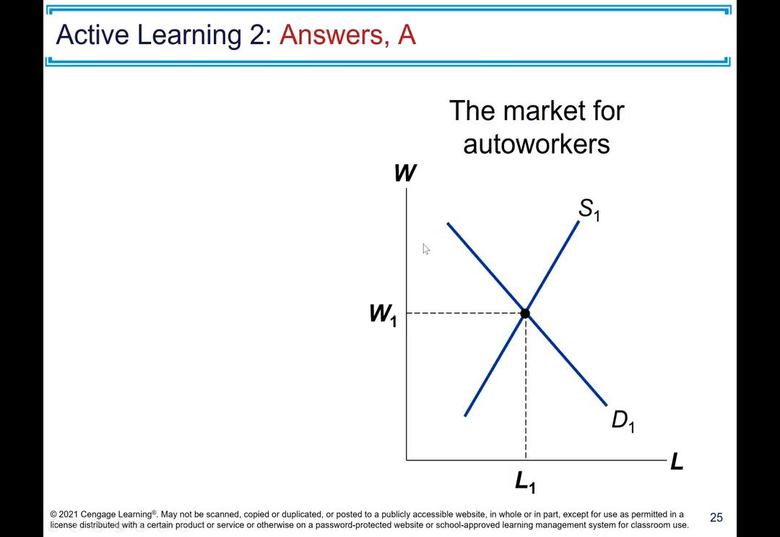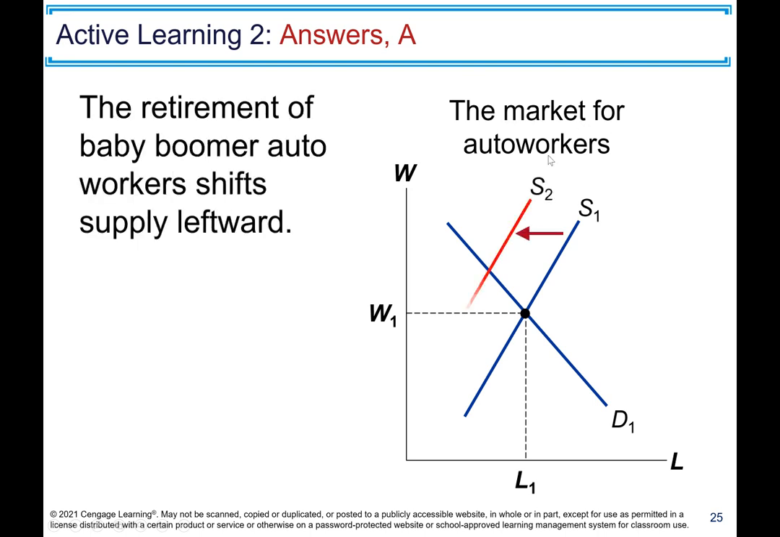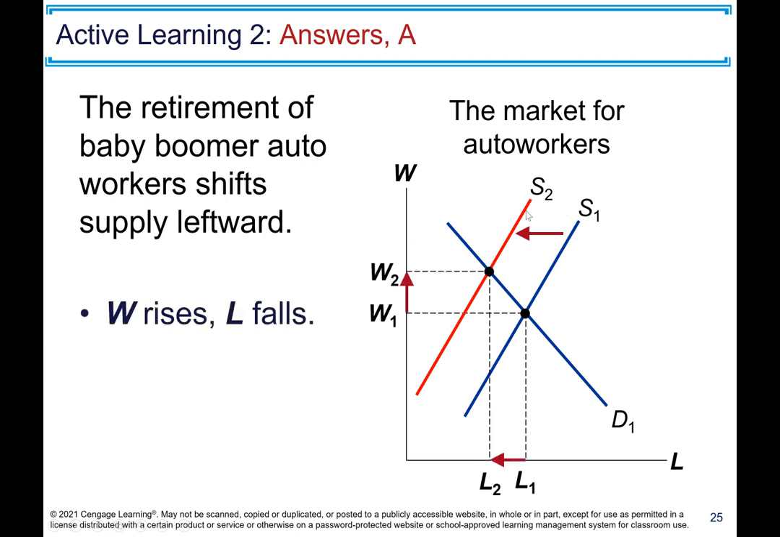Active learning 2, answer A. The market for auto workers. The retirement of baby boomer auto workers shifts supply to the left from S1 to S2. W rises and L falls. So supply of labor shifts to the left, wages go up from W1 to W2, and the number of people working declines from L1 to L2.